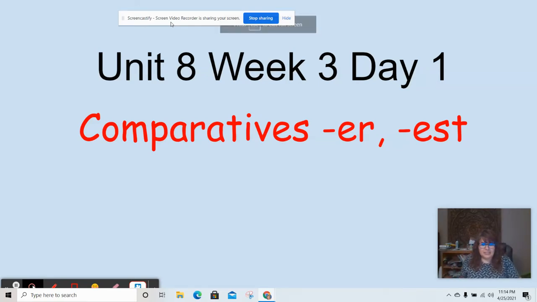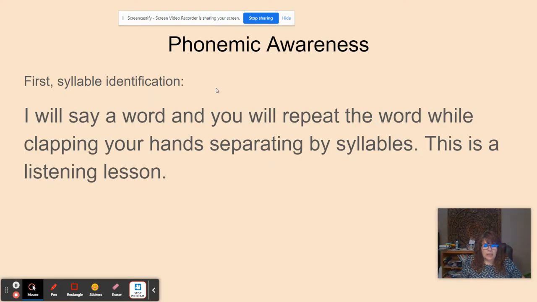Hi, boys and girls. This is Miss Davalos, and today we're going to be working with comparatives with the suffix ER and EST. So let's get started. Okay, first we're going to do our phonemic awareness. Remember, we're going to clap our hands to separate into syllables.